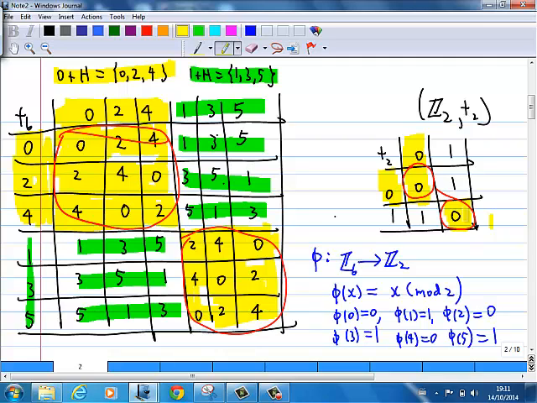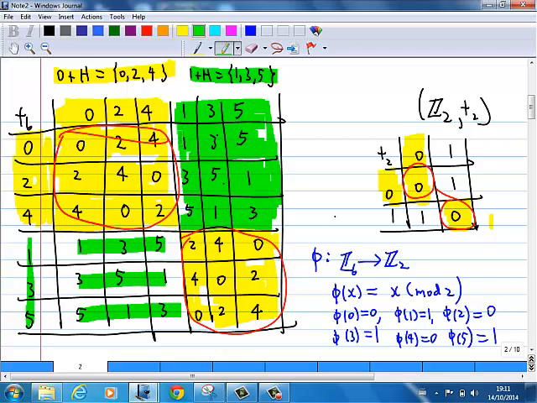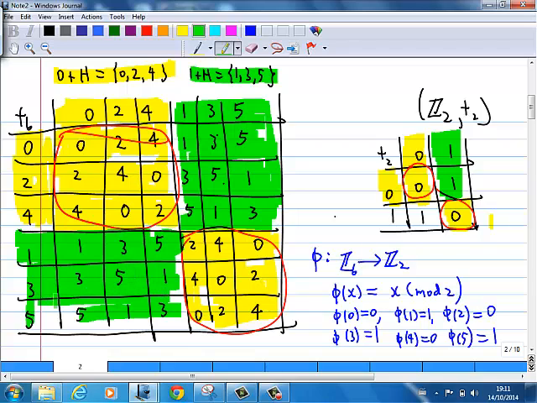Alright? Now you look at the green one. All the 1 goes to 1, 3 also goes to 1, 5 also goes to 1. Okay? So all the green box here, this portion, all goes to 1. And then this portion here on the left, all goes to 1.